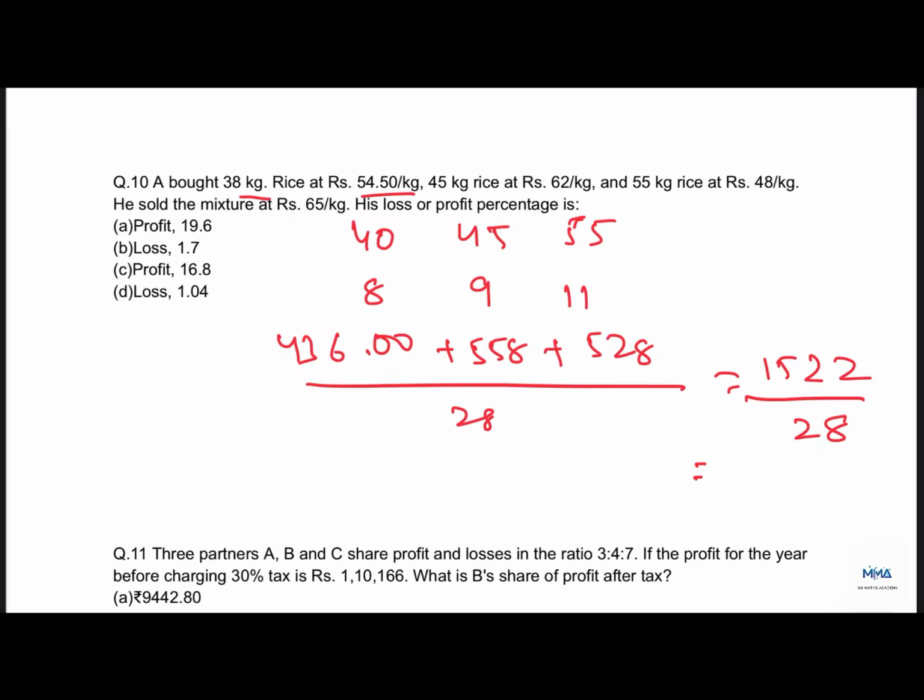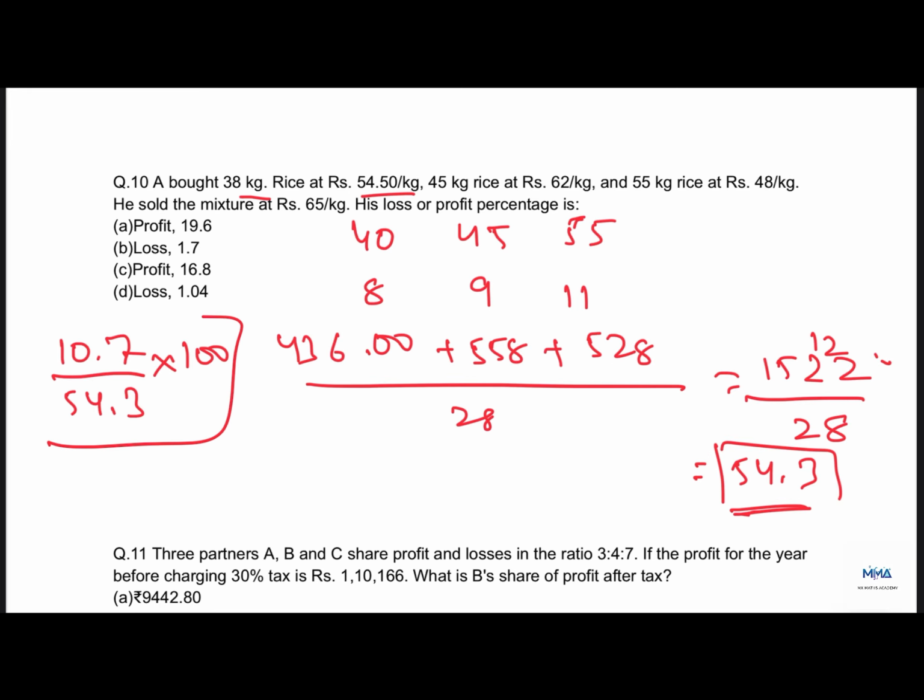28 5s are 140, 28 4s are 112, 10 0. 54.3 is the resultant price. If you subtract it from 65, since we sold it at 65, the profit is going to be 10.7. So in order to find the profit percentage, you multiply with 100. It's clear that 107 goes approximately 5 times here, so it is somewhere less than 20, which is going to be 19.6.